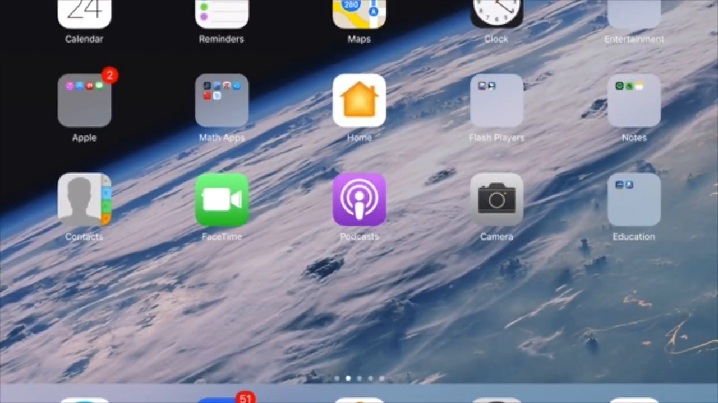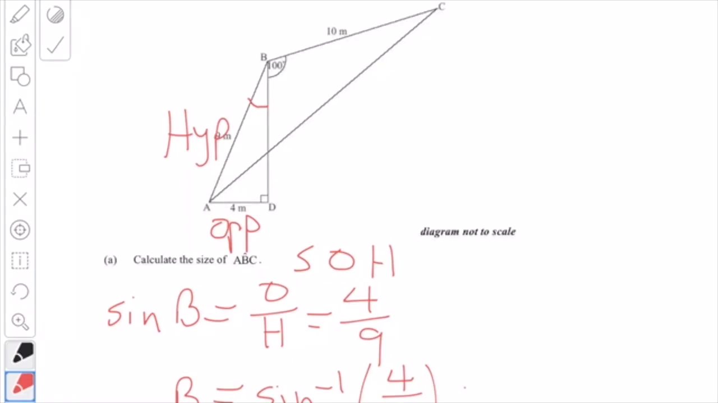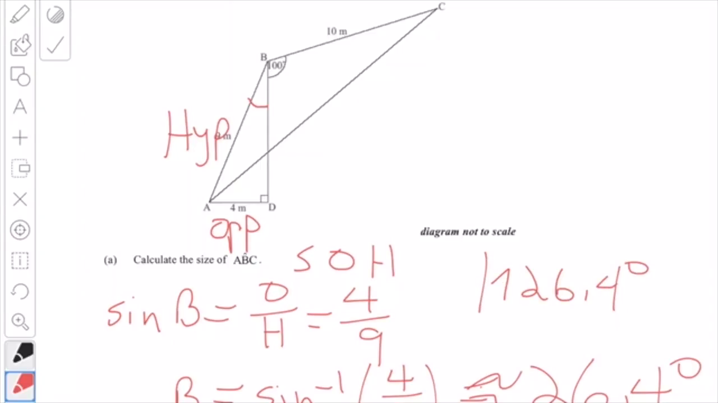And you could write your full calculator display, that's not a problem. You won't get penalized for rounding that way. 26.4 degrees approximately. But that's not the size of ABC. Okay, that's only the little part of ABC. So we have to add that to 100 and you get 126.4 degrees for ABC. Okay.